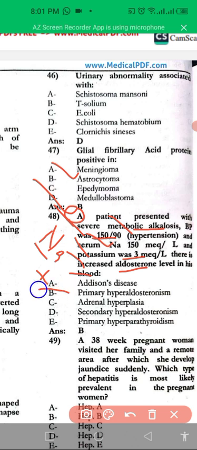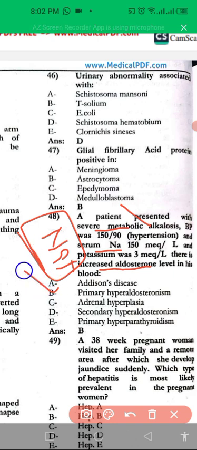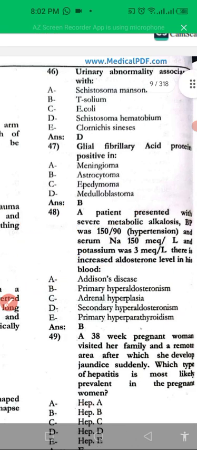Primary hyperaldosteronism can be indicated because sodium is increased and aldosterone is also increased. Adrenal hyperplasia does not present with this condition. Secondary hyperaldosteronism is not present. Primary hyperparathyroidism is also not present. So the answer is primary hyperaldosteronism, in which there is excessive sodium with excessive aldosterone, and there is alkalosis, while there is no change in the potassium. So this is primary hyperaldosteronism.